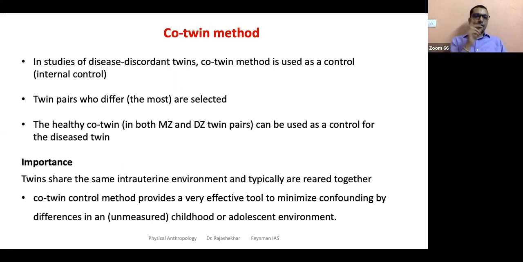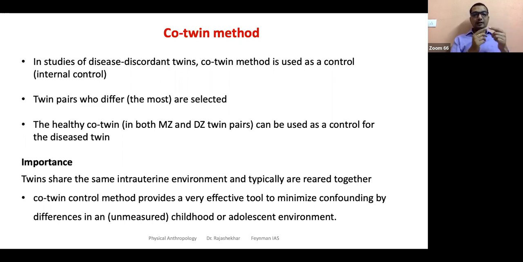There are two scenarios that we can think about here. One, disease-discordant twins and comparison between them, right? A scenario where you actually want to know, there are a pair of people where you chose co-twins and they reveal information that other combinations cannot reveal. What do I mean by this? Okay, I think I have to explain this with an example for you to follow. Otherwise, it is very difficult. But for now, just understand the importance of the co-twin method, and then the case study. And I'll repeat the statement I just gave. Twins share the same intrauterine environment and typically are reared together. So twins have both the same DNA and also the same environment. So when we use co-twin methods, they can become a very effective tool to minimize this confounding effect.